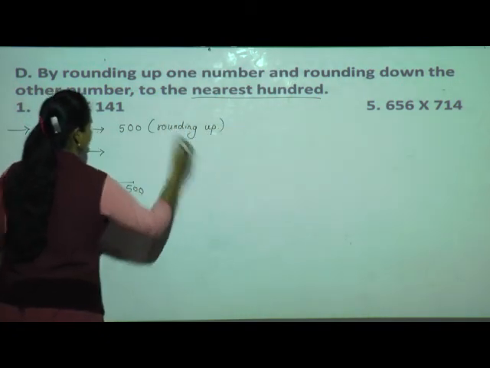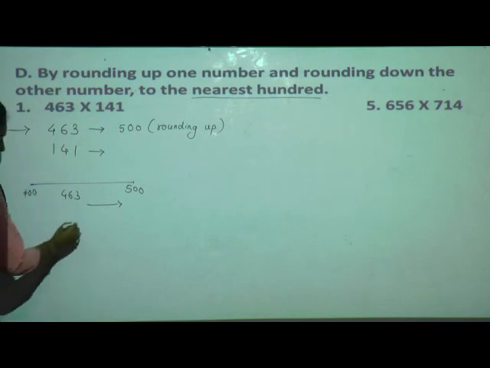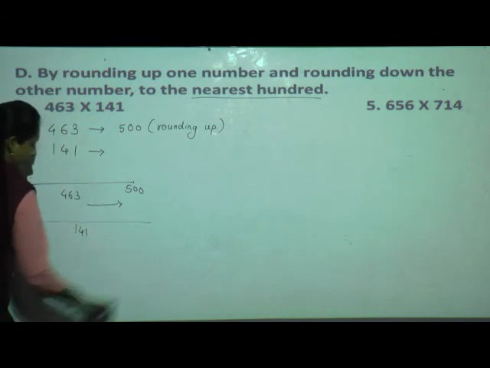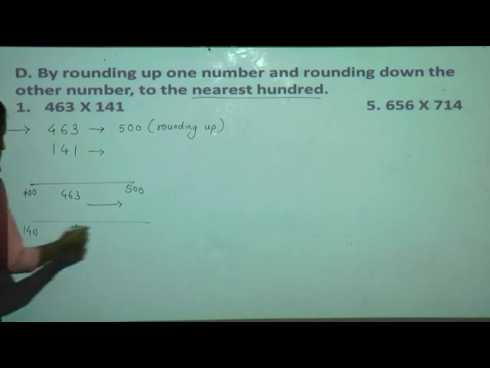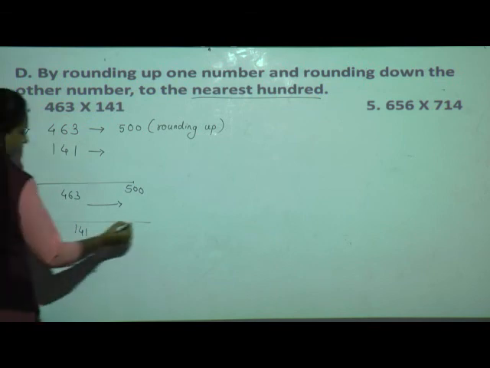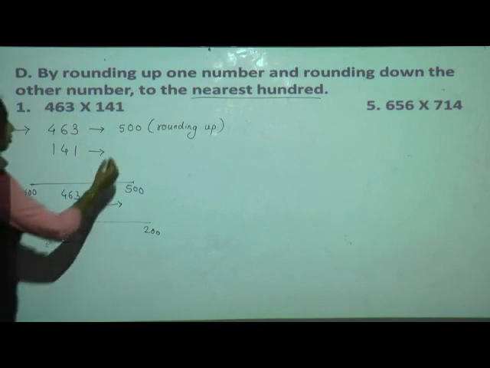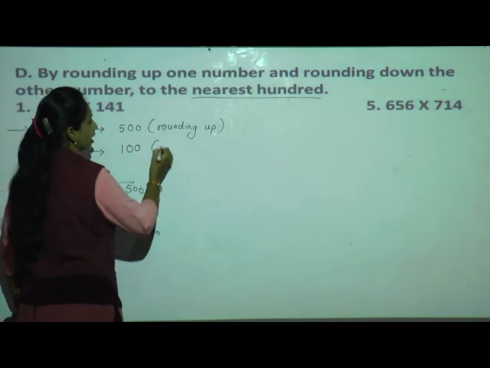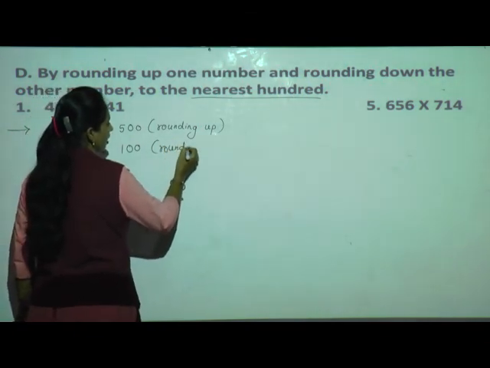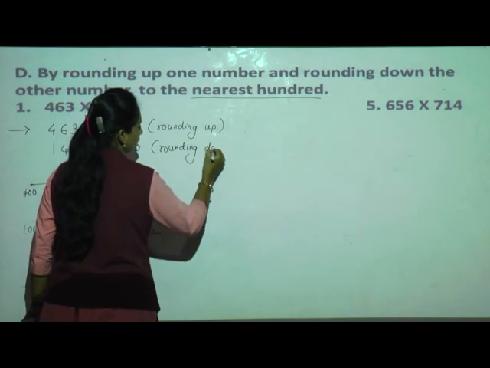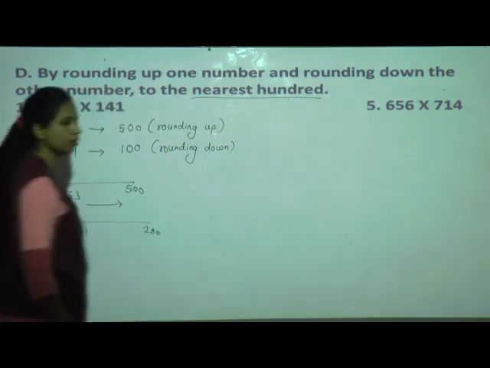Isn't it? Now the next number, 141. So 141 lies between 100 and 200. Now one number we should do rounding down. So down means this side. So what is there? 100. So write here 100 and in bracket rounding down. Understood what we have done?